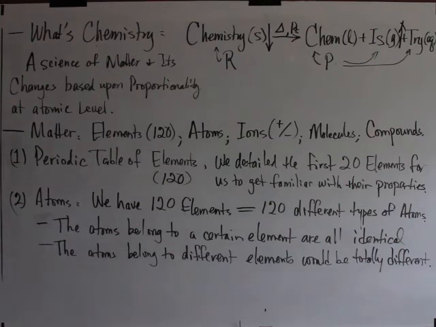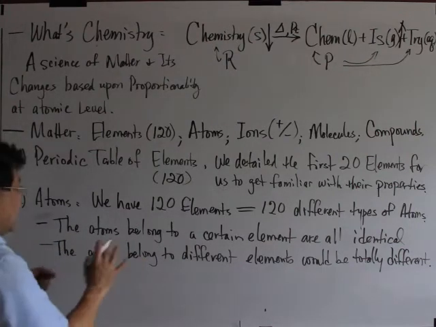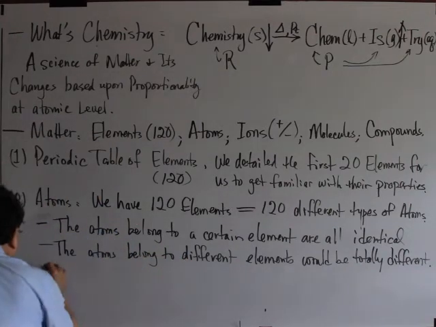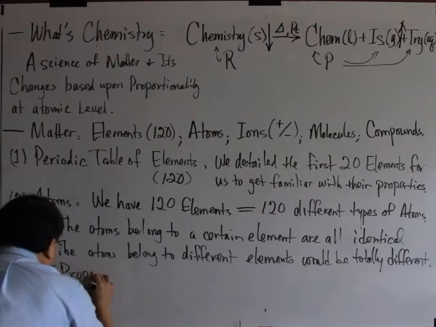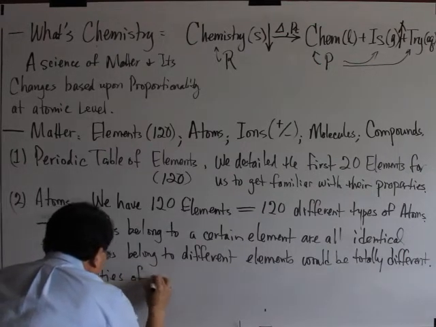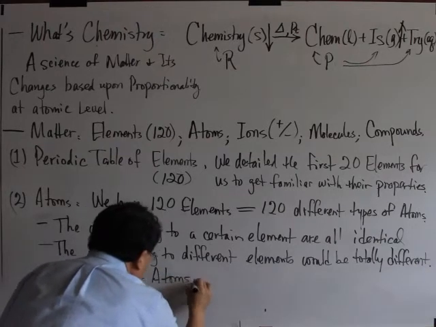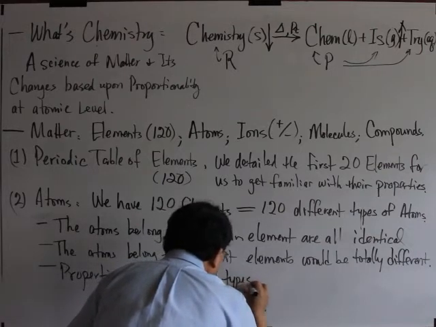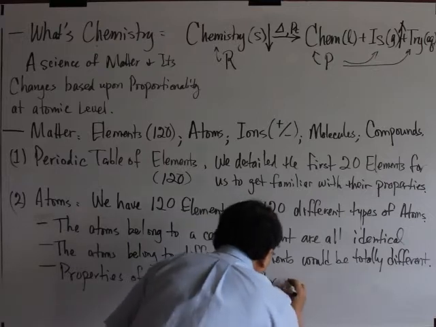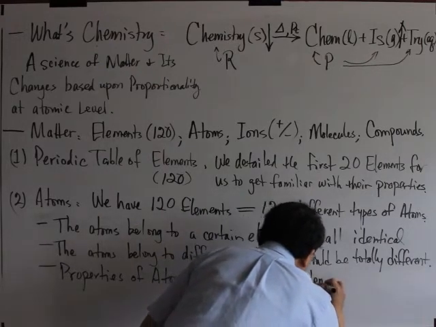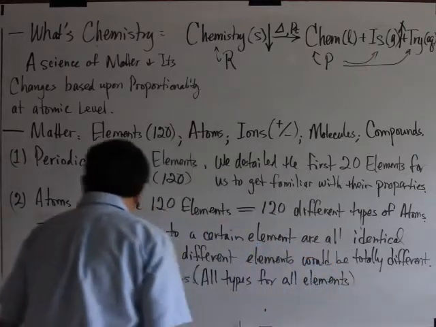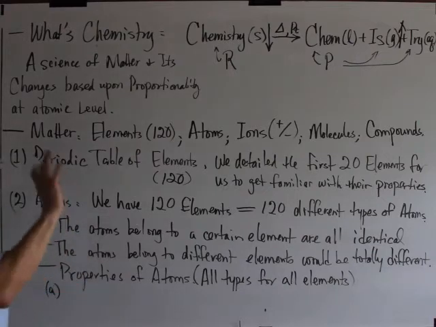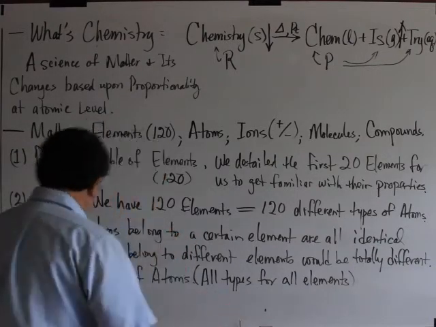Right. But so what are the atoms? Then under the atoms we should list a little bit about the property of atoms, right? Now we are not talking about just one type, all types, for all elements, right? So the property, now. Then the first one, we have to emphasize that.